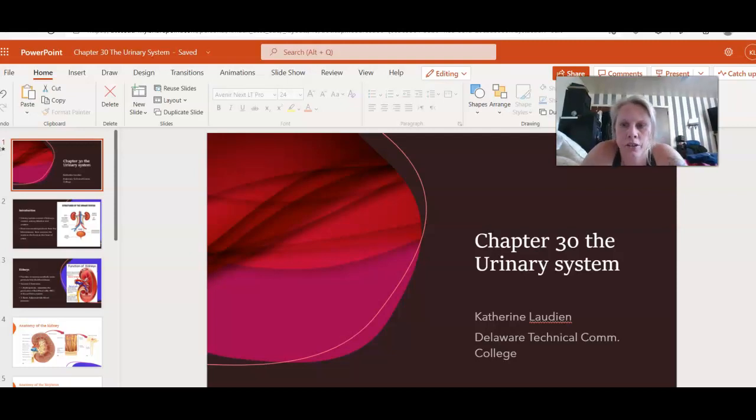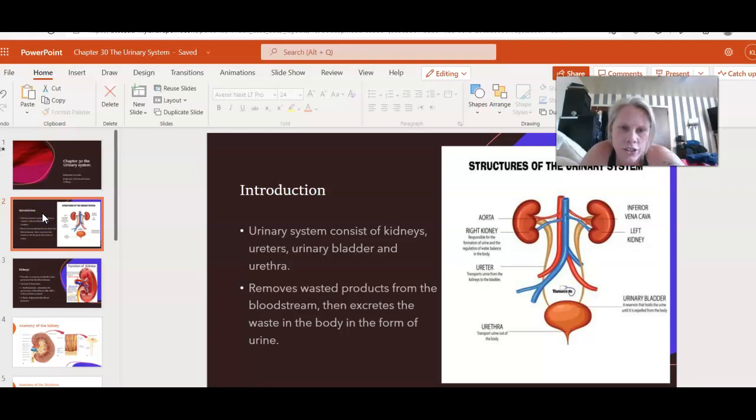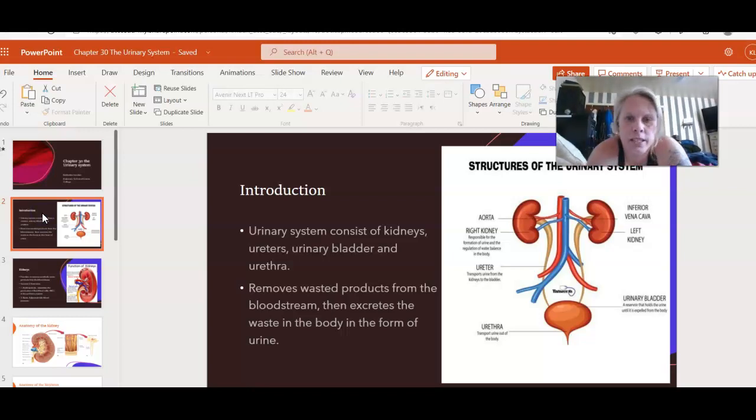Chapter 30, the Urinary System. The introduction. So the urinary system consists of the kidneys, the ureters, the urinary bladder, and the urethra. The function of the urinary system is to remove the waste products from the bloodstream and then excrete the waste in the form of urine.